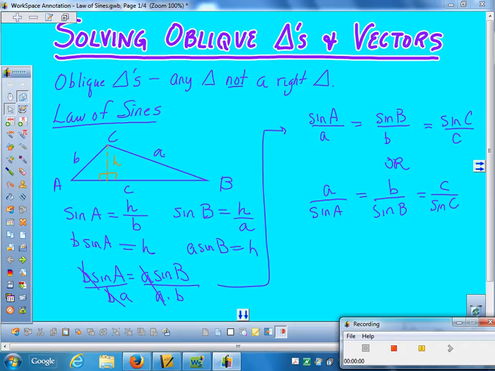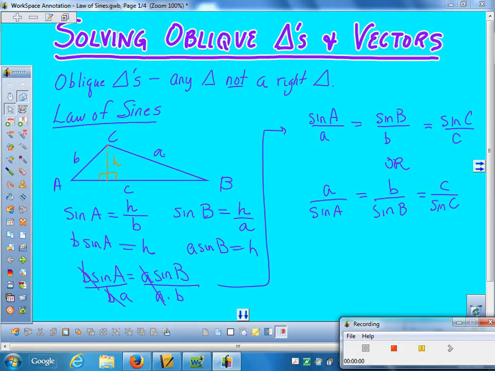So when I say we're going to solve an oblique triangle, what are oblique triangles? Oblique triangles are any triangle that is not right, as long as it doesn't have a right angle in it. It's not obtuse, it's oblique. There's a difference. Oblique can be any angle as long as there's not a right angle in it.